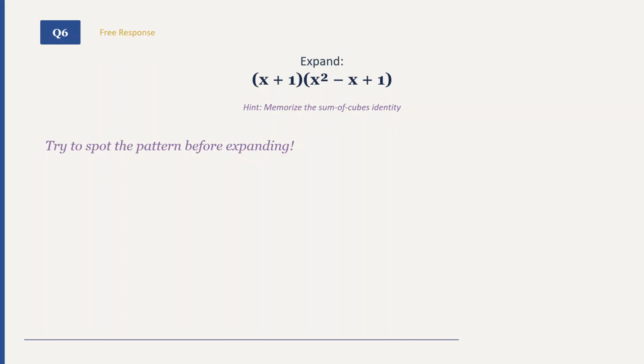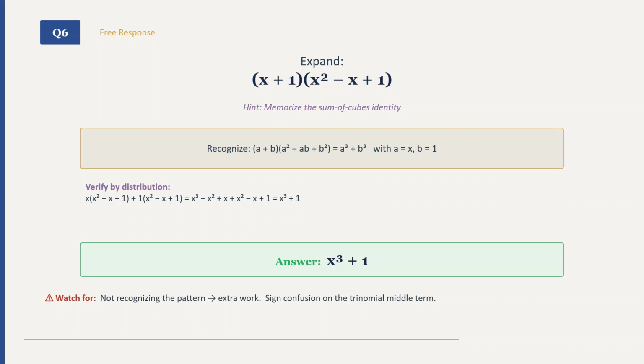Question 6. Expand the quantity x plus 1 times the quantity x squared minus x plus 1. This is a binomial times a trinomial, so you will need full distribution, not first, outer, inner, last. Look at the structure carefully. This connects to one of our special product patterns. The answer is x cubed plus 1.